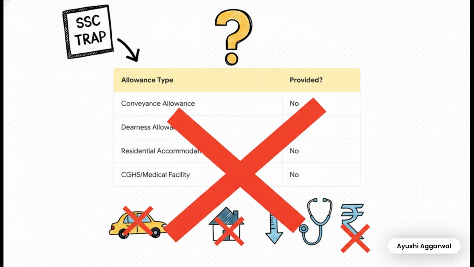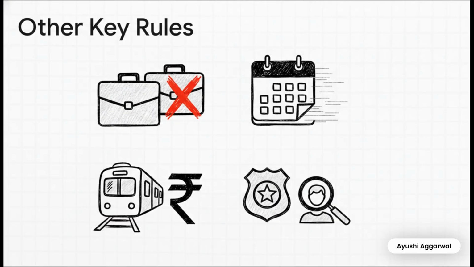So in an exam, they'll ask, which of the following allowances is provided, and the list DA, HRA, etc. The answer is none of them. You only get that consolidated 40,000 rupees. That's it. Okay, let's quickly run through a few other important rules you should know.